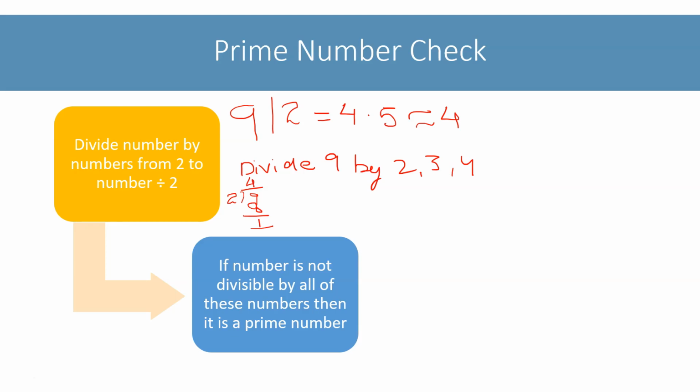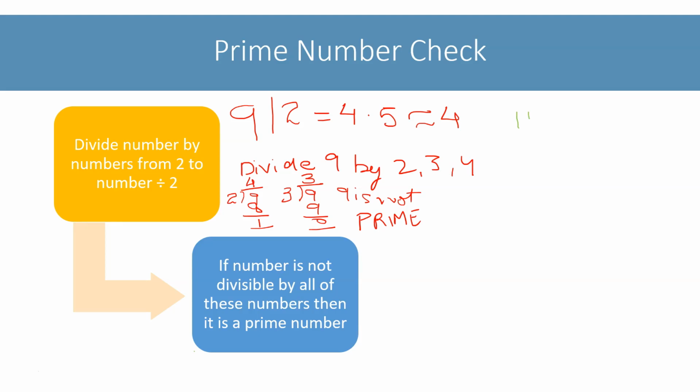Let's try the next number 3. 3 times 3 gives me 9. So 9 is divisible by 3. Hence, 9 is not a prime number. We will stop at 3 itself. No need to check with the next number 4 as we know now that 9 is not prime.